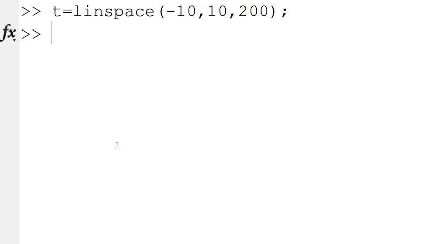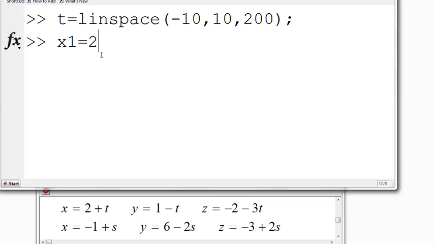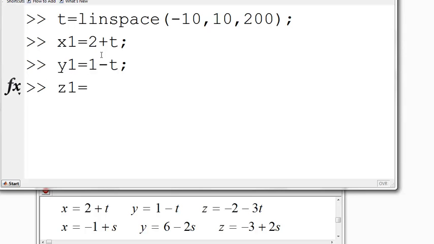That is, we have x1 equals 2 plus t, because we are going to take x1, y1, z1 to be able to plot both of these in the same window. So y1 equals 1 minus t, and then we have z1 equals -2 minus 3 times t.